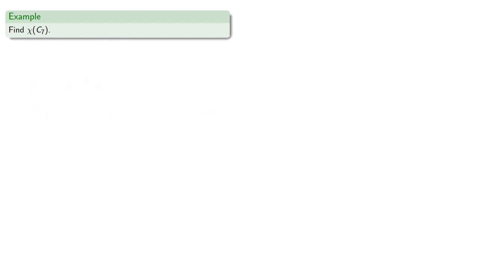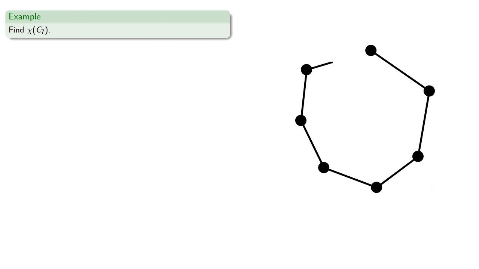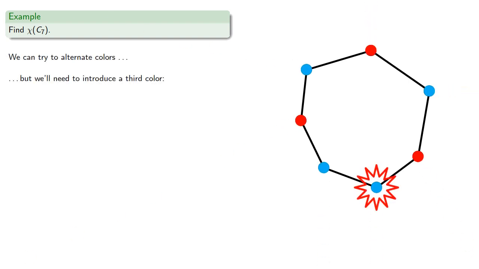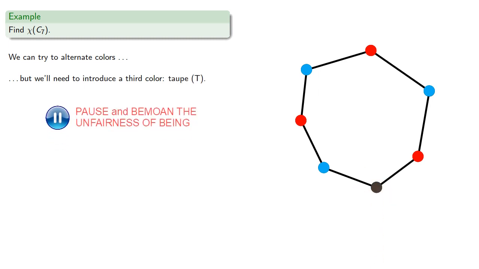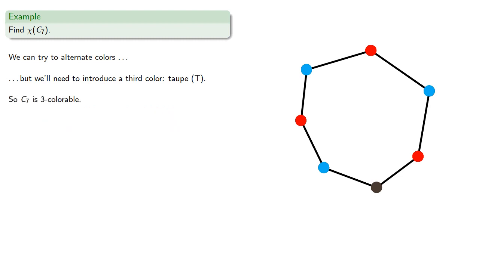Let's try to find the chromatic number of C7, so the cycle with 7 vertices. We can try the same strategy of alternating colors, but we'll need to introduce a third color. How about taupe? So C7 is 3 colorable, but again, this isn't necessarily the chromatic number.